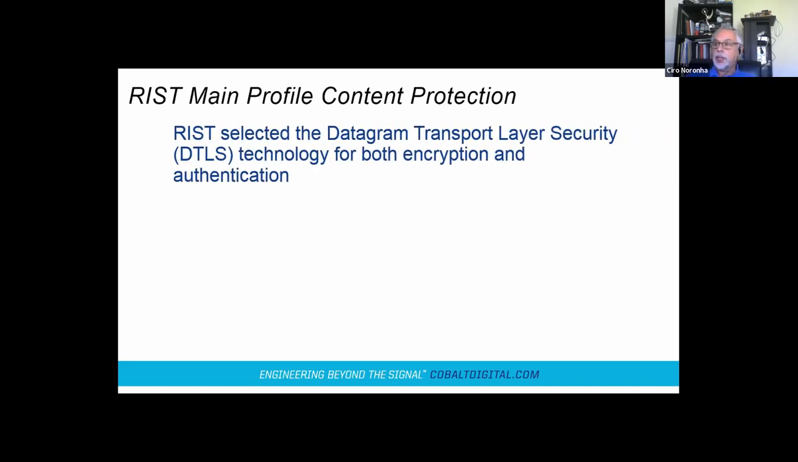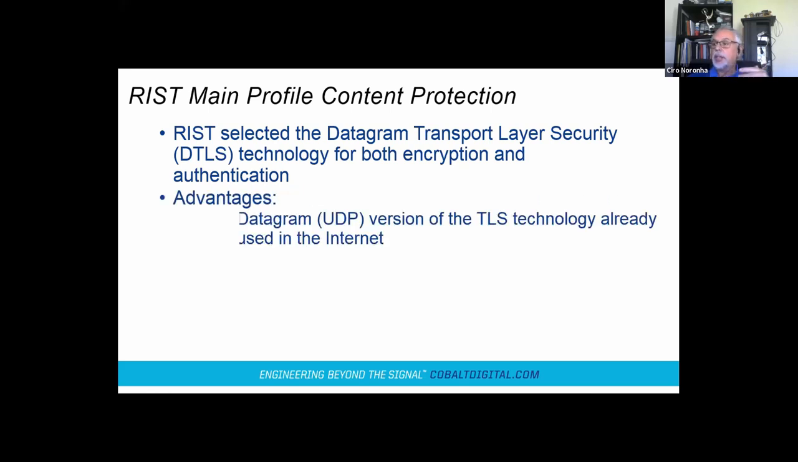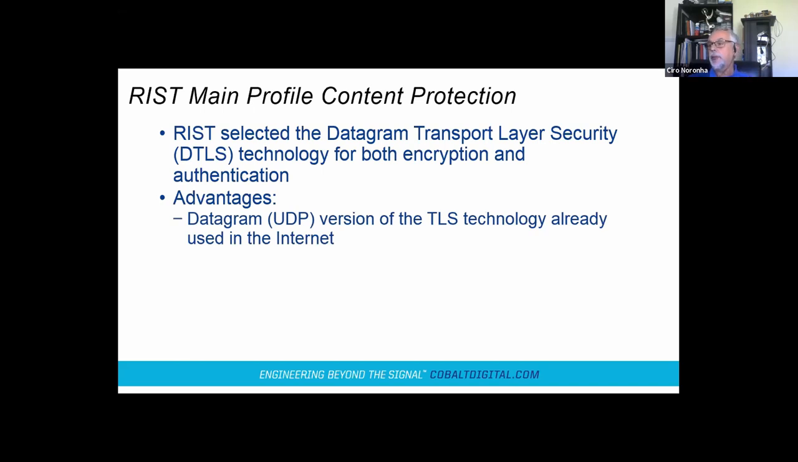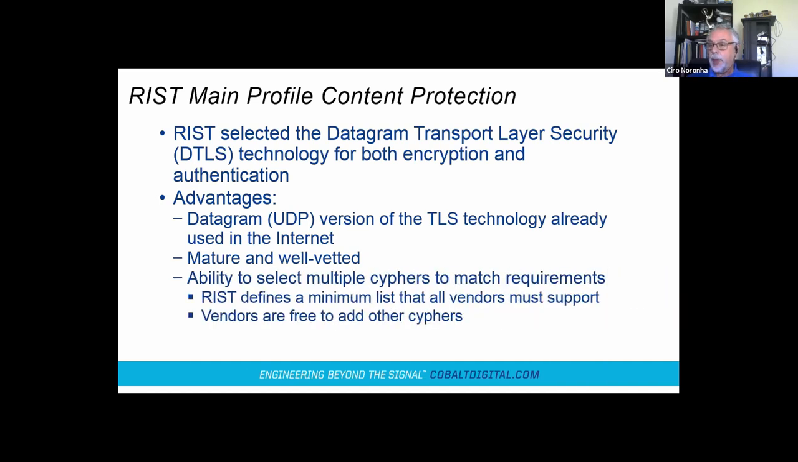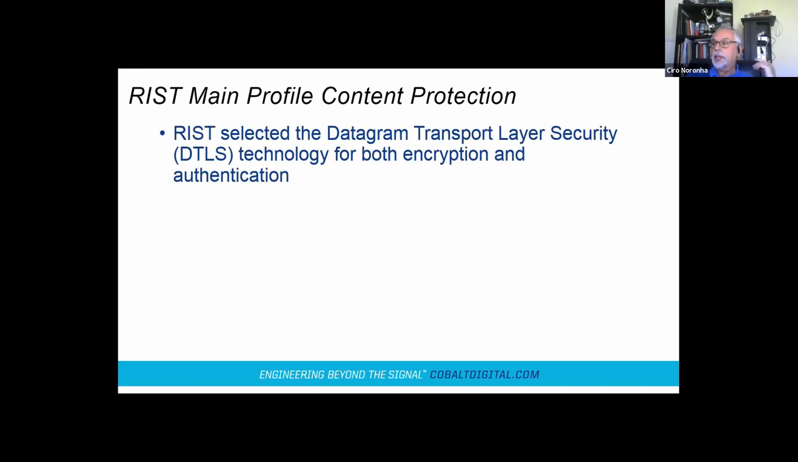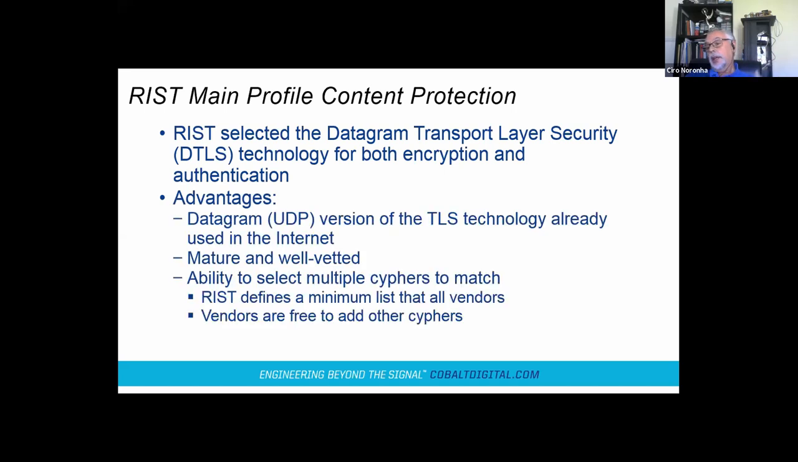RIST main profile, content protection. So we selected something called DTLS, the Datagram Transport Layer Security, which is really the same technology that is used in the web today. It's the datagram version of the TLS technology that you use to connect through your web browser to your bank. The important thing with crypto is that it's mature and well vetted. So something that has gone through the ringer and people have looked at it and vetted it. We can never claim that there aren't holes, but the experts have vetted it and it's what's in use today. And you can select multiple ciphers.